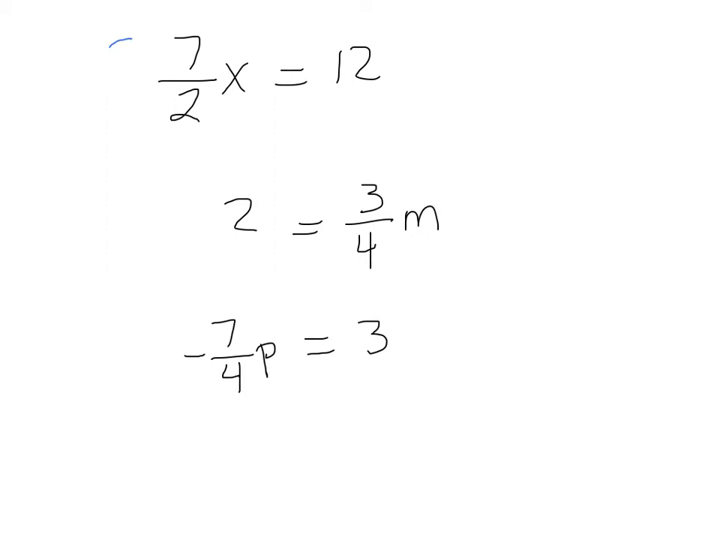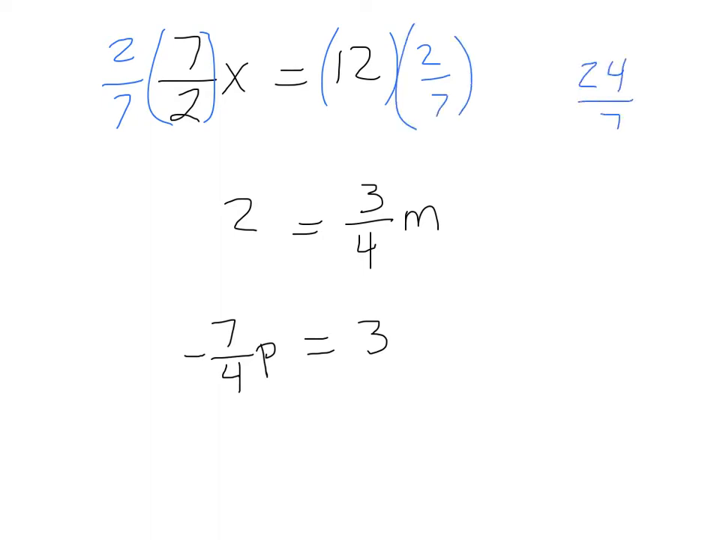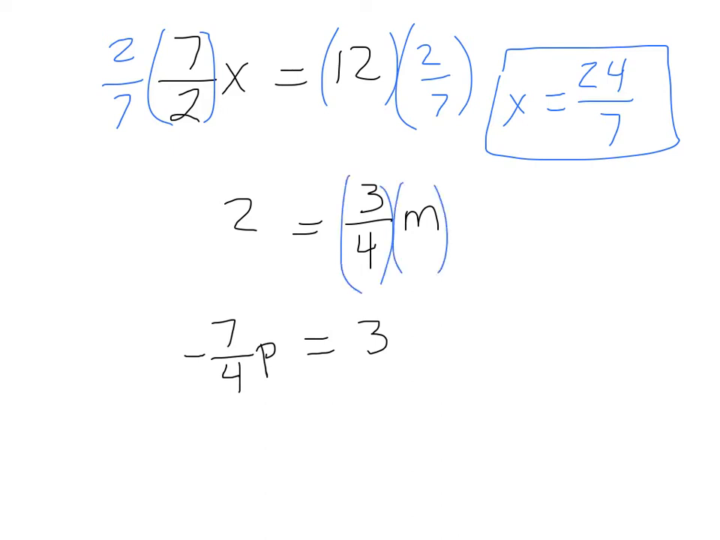In the first case, I hope you can see that you would multiply each side by 2/7, and you'd be able to find a good answer. On the right, you'd have 24 over 7 is equal to x, and you'd be done. This is too easy. For this next example, 3/4 is multiplying m, so divide by 3/4, or multiply by its reciprocal, 4 over 3, the flipped version of the fraction.